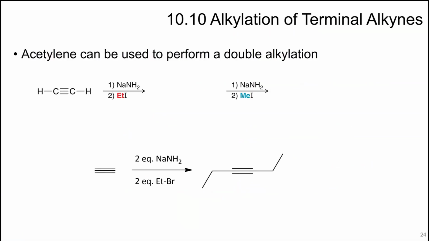Acetylene can be used to perform a double alkylation. If you have acetylene, which is the 2-carbon triple bond, you can do a reaction with the 2 carbons. We add 1 ethyl group. You have your acetylene with the 1 ethyl group. And then we can add 1 to the other side using the same type of reactions. What we cannot do is add this alkyne here with 2 equivalents of sodium amide. We cannot do that reaction. Order of addition is important.